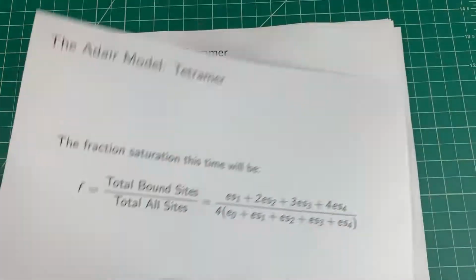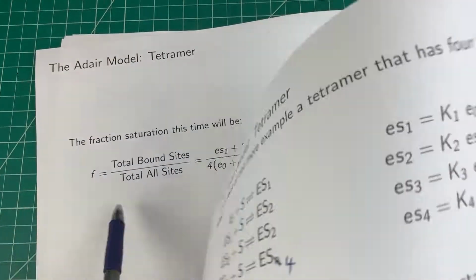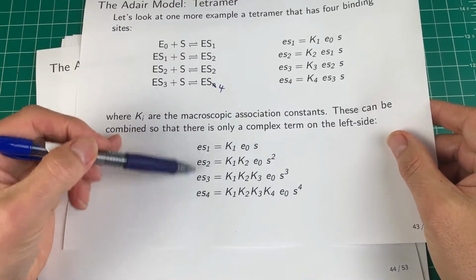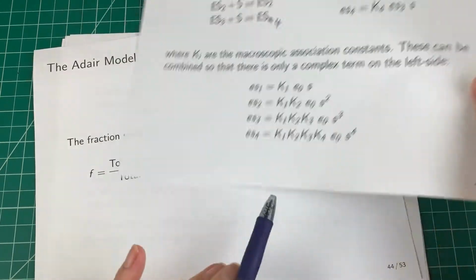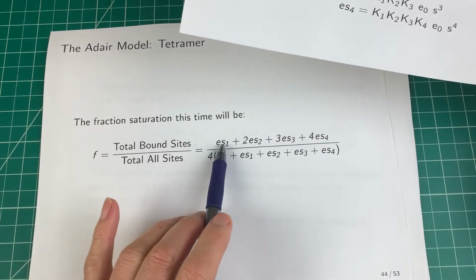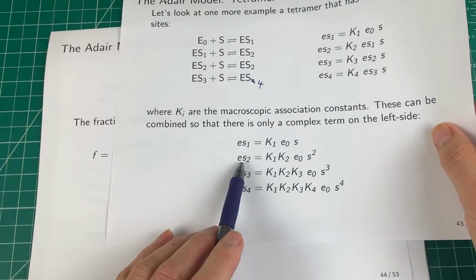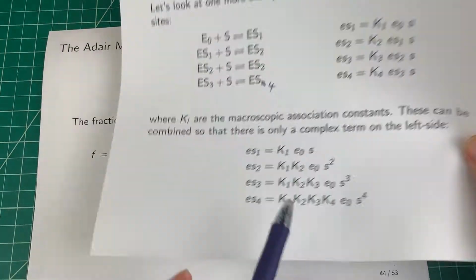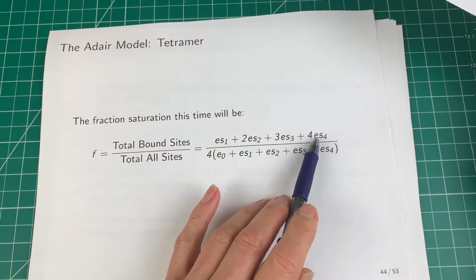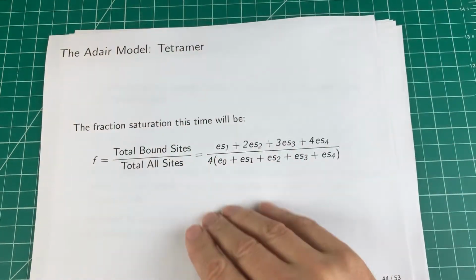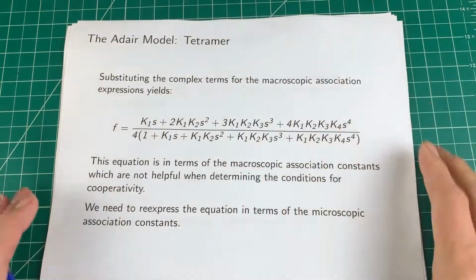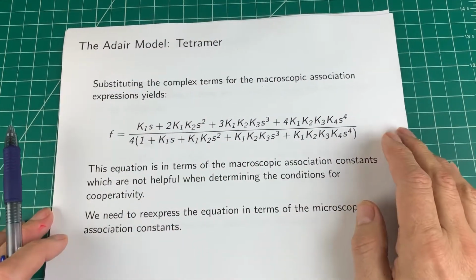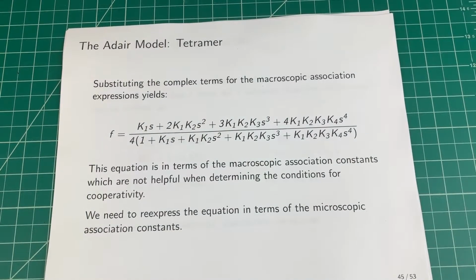All right, so what we're going to do now is take these terms we had before, for example ES1, and substitute it into here and here. I'll take ES2, substitute it into here, and so on, ES4, substitute here and here. And if I do that, I end up with this equation, all right? And this is the Adair equation for a tetramer in terms of the macroscopic association constants.